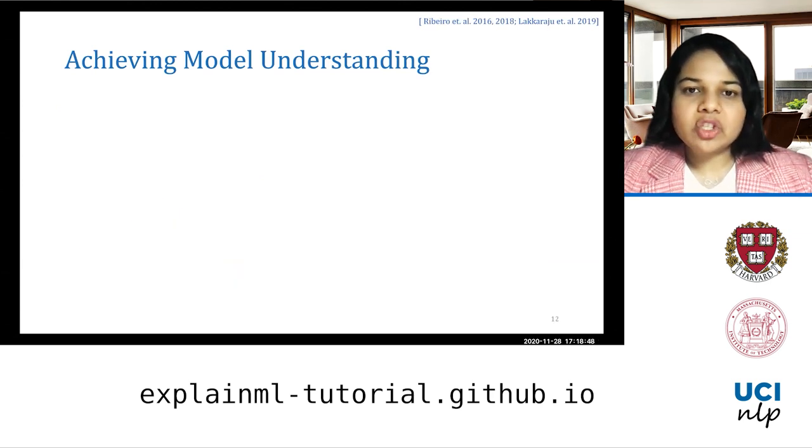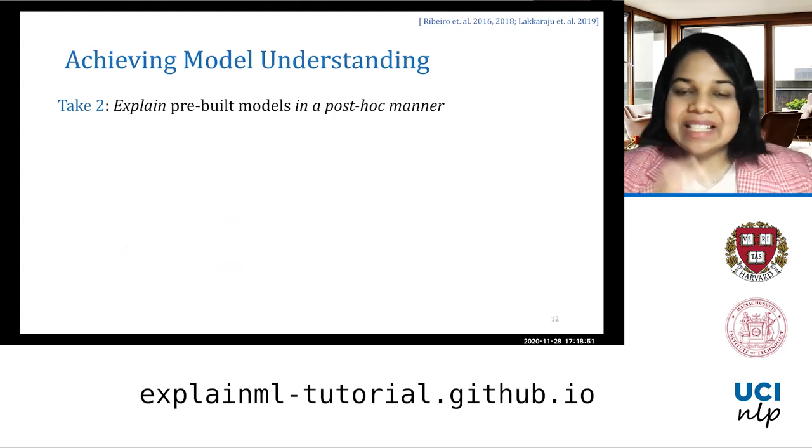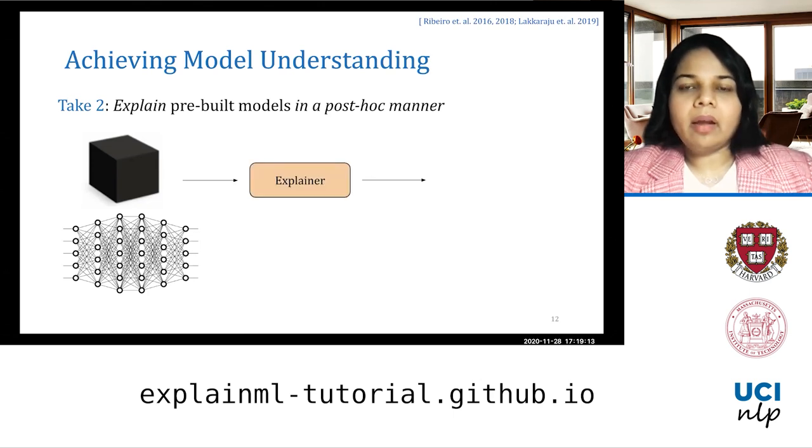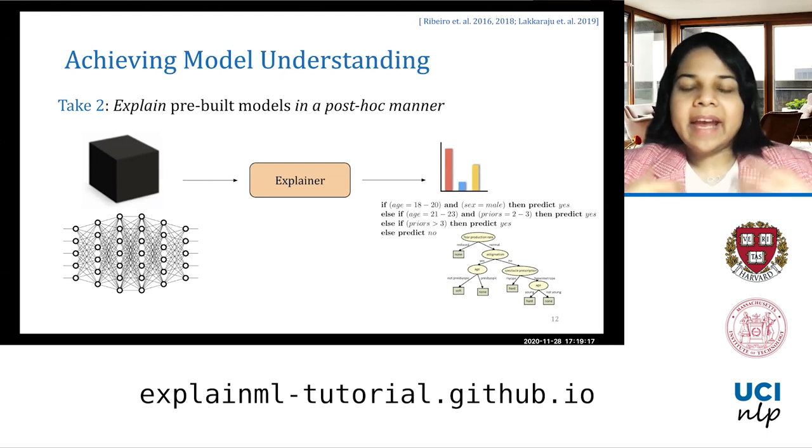The second approach to achieve model understanding is to explain pre-built models in a post hoc manner. For example, let's say we have either a black box model or a very complex model like a deep neural network with several tens or hundreds of layers. These kinds of models can be passed as inputs to explanation algorithms or explainers, which in turn produce explanations in the form of linear models, shallow decision trees, other rule-based models, or even visualizations, so that these give a more interpretable understanding to the end users. So these are the two approaches that previous literature has advocated for.